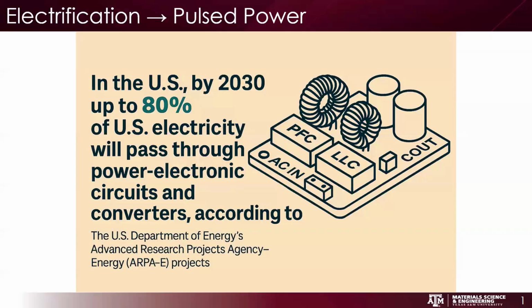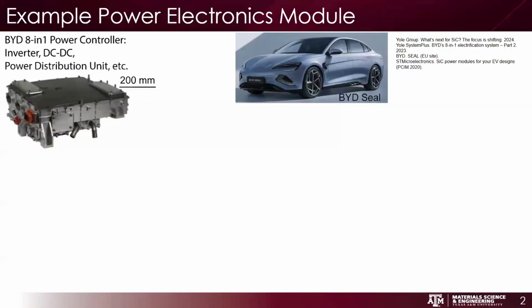So to begin, one of the main motivations within the United States, ARPA-E from the Department of Energy said that by 2030, 80% of all electricity used within the US should pass through a power electronics device, something that's manipulating the current. An example power electronic device that we'll look at is within a drivetrain of battery electrical vehicles. This is the BYD Seal.